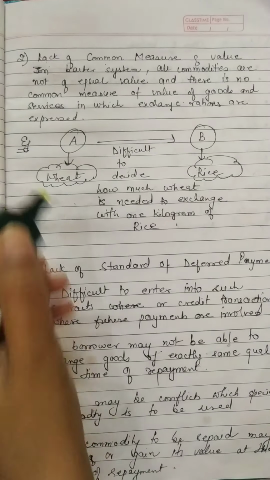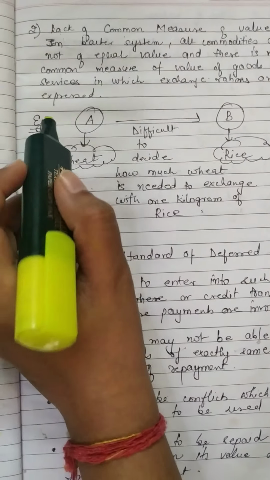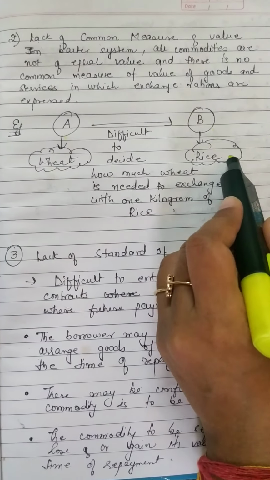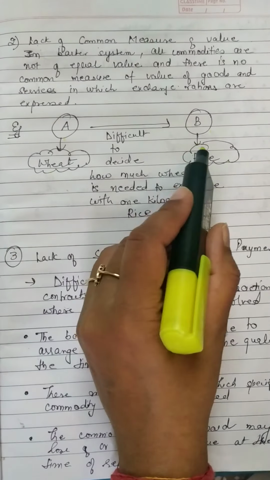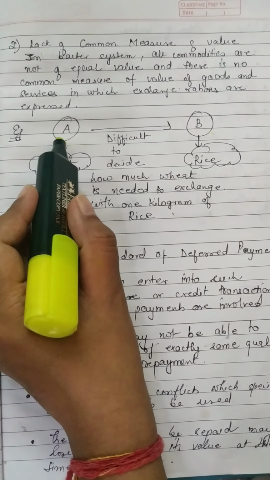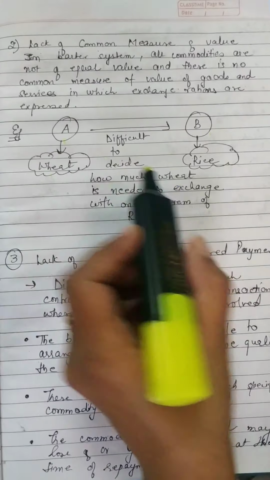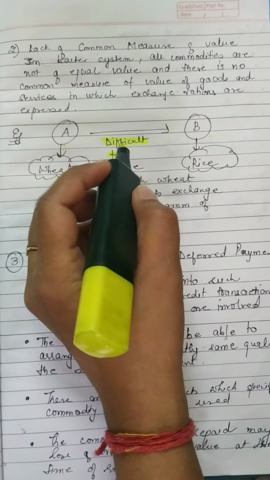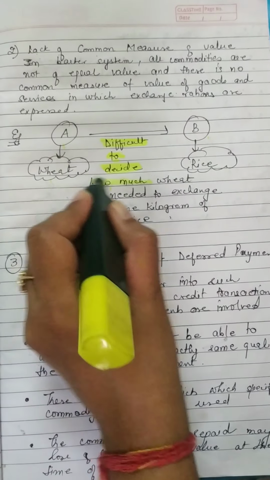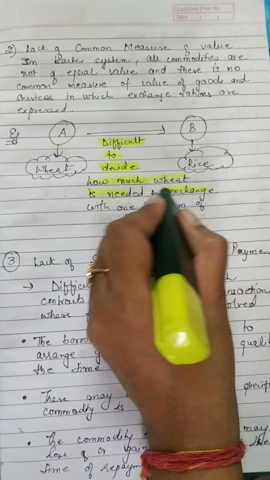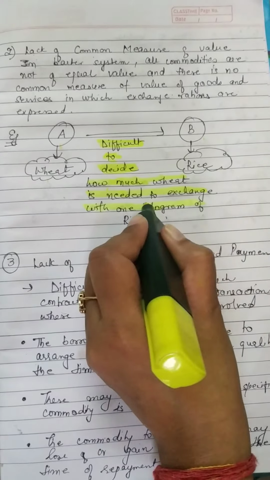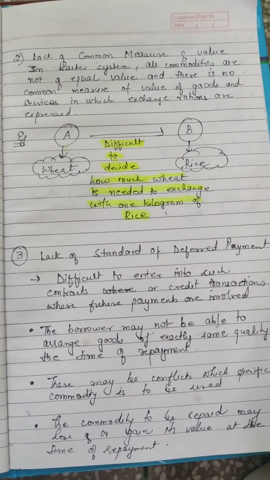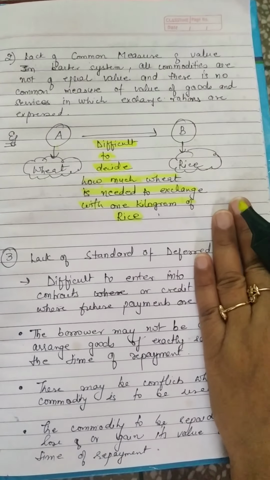For example, there are 2 persons, A and B. A has wheat and B has rice. Now A wants to have 1 kg of rice. So it is difficult for A to decide how much wheat is needed to exchange for 1 kilogram of rice, as there is no common measure of value. So I hope it is clear to everyone.